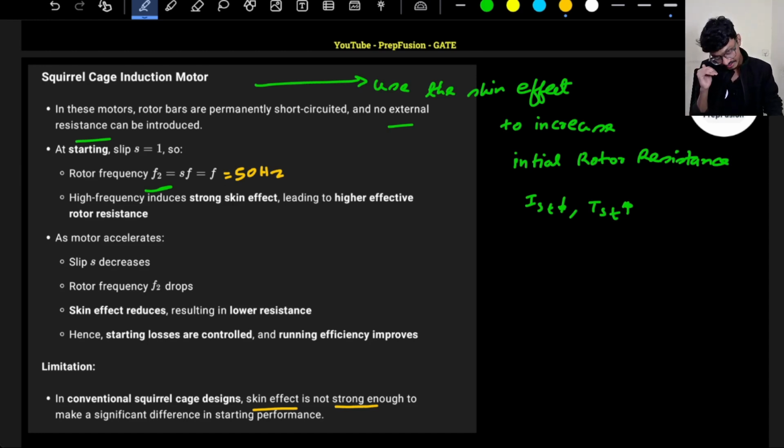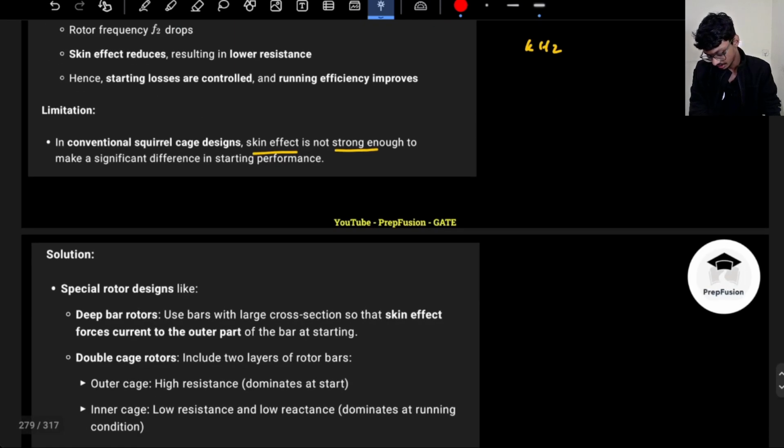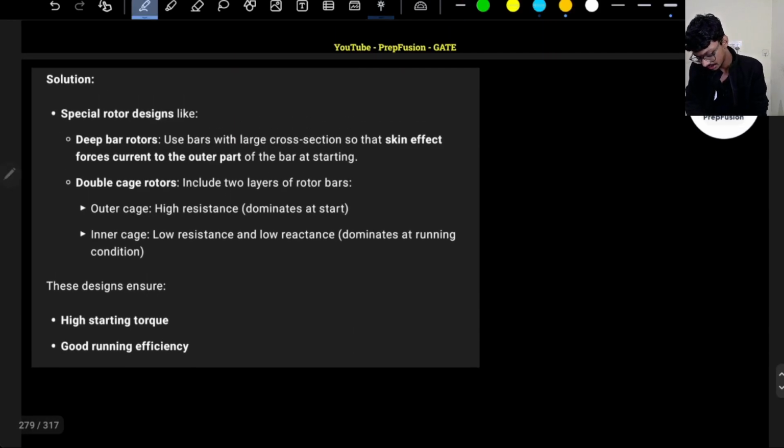Skin effect is there at 50 hertz, but it is more dominant at more like kilohertz, right? At kilohertz skin effect is more dominant, but our frequency is only maximum 50 hertz. So we have to make modifications. There are two kinds of modifications: one is the deep bar rotors, and another one is the double cage.